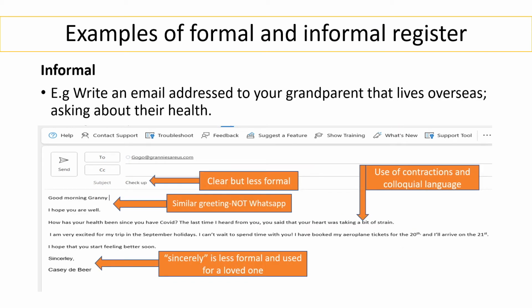An informal email example. Write an email addressed to your grandparent that lives overseas, asking about their health. Here's an informal email that should be addressed to your grandparents. You are not going to be super formal with your grandparent, are you? No. However, this is not a WhatsApp message. Firstly, your subject will be clear and concise and to the point, just like in a formal register.